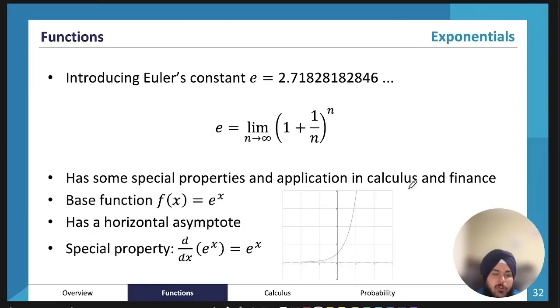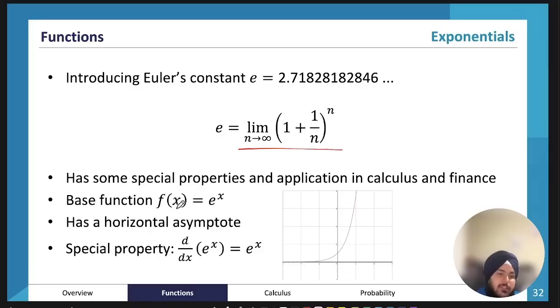Okay, so now we'll move on to Euler's constant and exponential functions. So Euler's number is just a constant like pi. So it's just a number, a natural number. And it sort of looks like this. A really complicated sort of expression which we won't look at, and it's not required for the course. But it has some very special properties in terms of calculation and finance because it's a natural number.